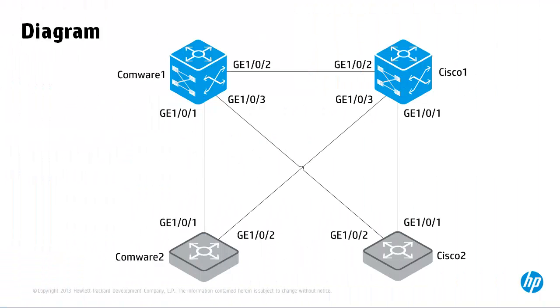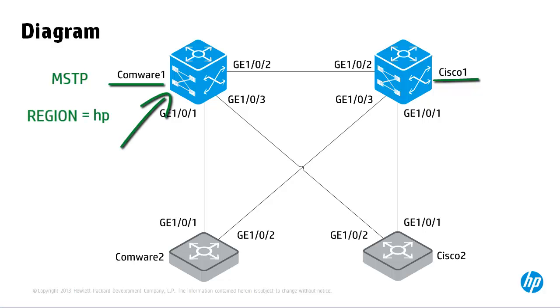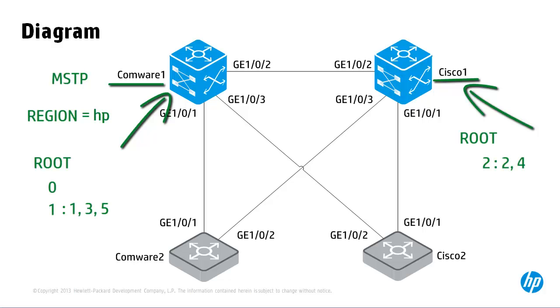In this video, we looked at the configuration steps for configuring multiple spanning tree on both Comware and Cisco switches. The devices were configured in a single region with the name HP. Comware 1 was configured as the root for instance 0 and instance 1. Cisco 1 was configured as the root for instance 2. Instance 1 had VLANs 1, 3, and 5 mapped to it, and instance 2 had VLANs 2 and 4 mapped to it. All remaining VLANs not explicitly mapped to other instances are implicitly mapped to instance 0.